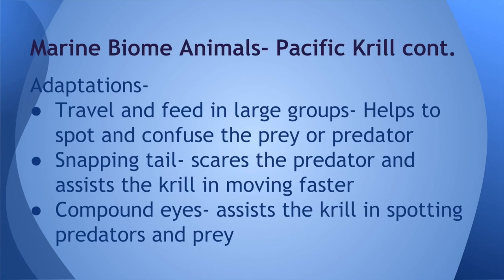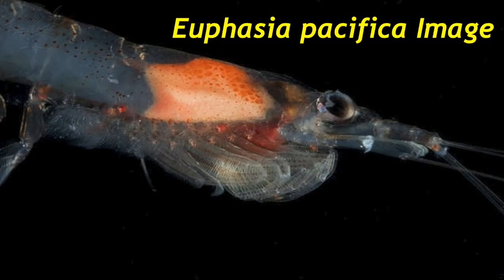The adaptations of the krill are that they travel and feed in large groups. This helps them to spot and confuse the prey or predator that they are after or escaping from. They have snapping tails, which scares the predator and assists the krill in moving faster through the water. They have compound eyes, which assist the krill in spotting predators and prey. This is an image of Euphausia pacifica, otherwise known as the Pacific krill.